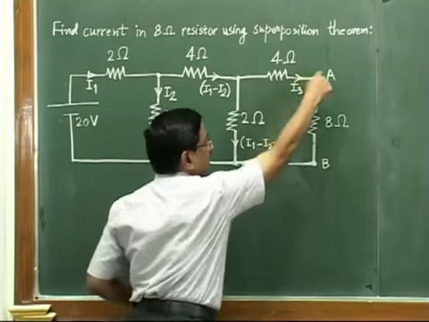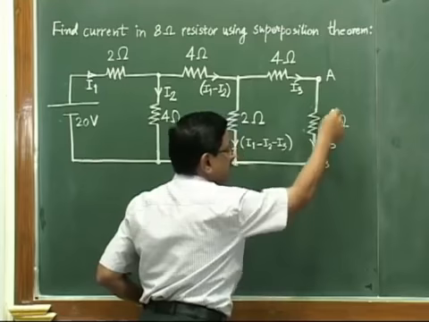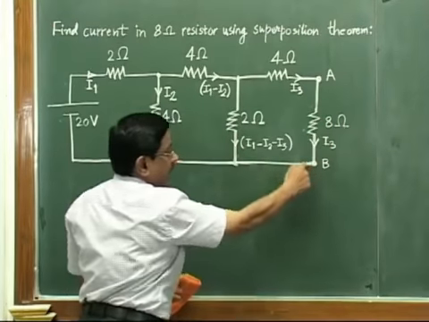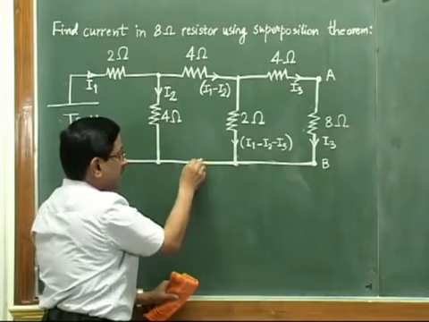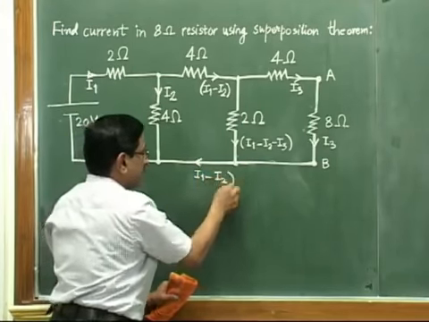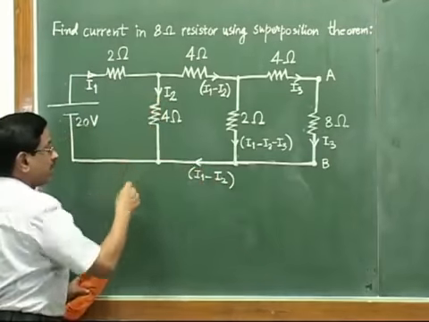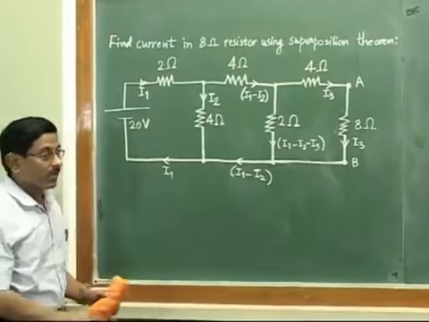Now this I3 will come down, and this I3 will flow through this 8 ohm resistance. Then again I3 and I1 minus I2 minus I3 will meet here. This current will be I1 minus I2. Then again this and this will meet, and so this current will be I1. So this will be our simple current distribution.